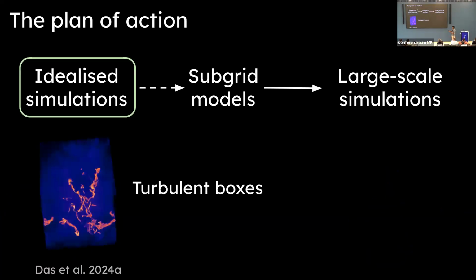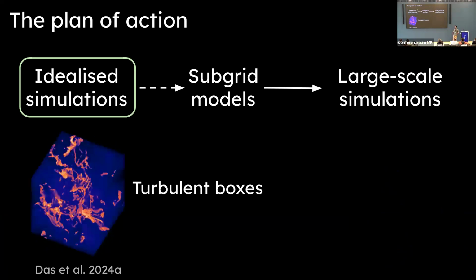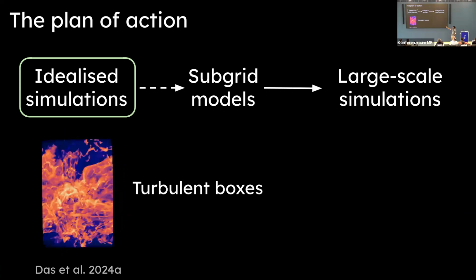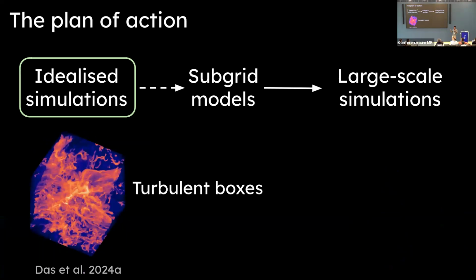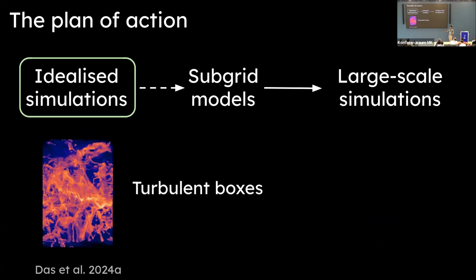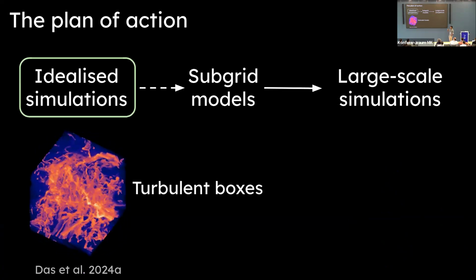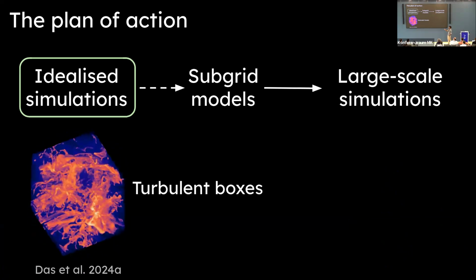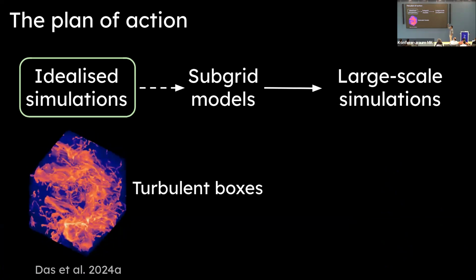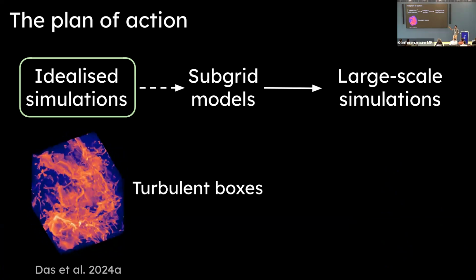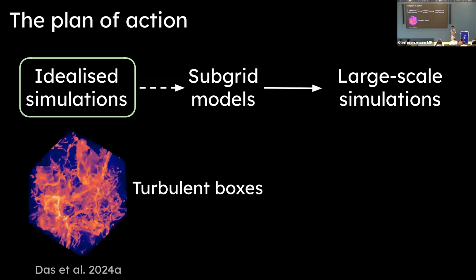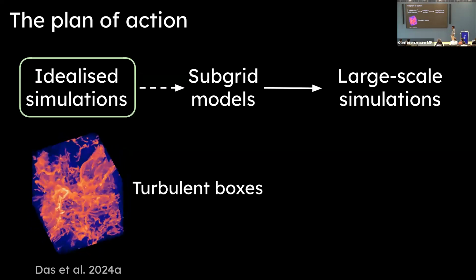And to that effect, our plan during my PhD here and in general is to run idealized simulations, which are small scale simulations where we can resolve a significant amount of physics and can make theoretical frameworks which can later influence subgrid models, which can then in turn be implemented in large scale simulations, and that can be used to have better predictive power in these large scale simulations.